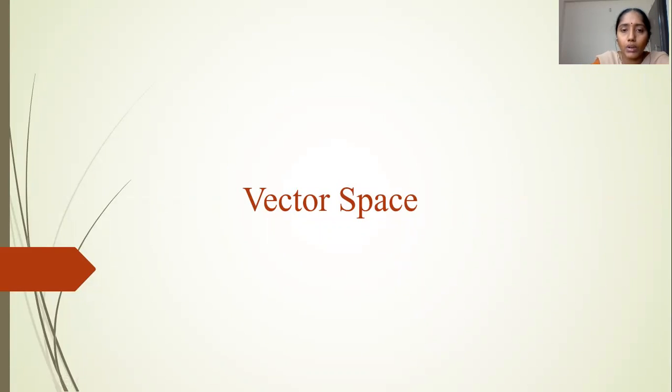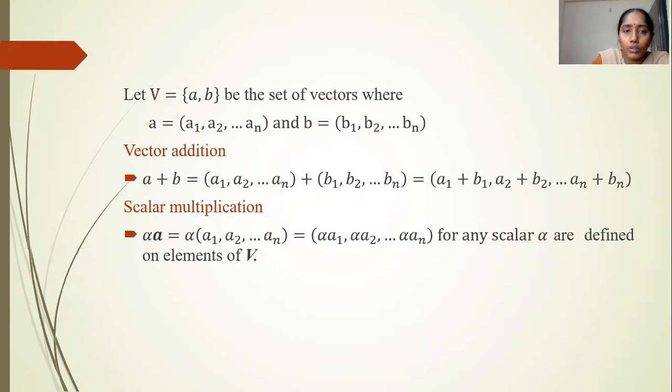Today we discuss the vector space. Before going to the definition of vector space, first I need to define two definitions, the vector addition and scalar multiplication. Here I am considering V as a set of vectors A, B, where A is equal to A1, A2 and so on An, and B is equal to B1, B2 and so on Bn.